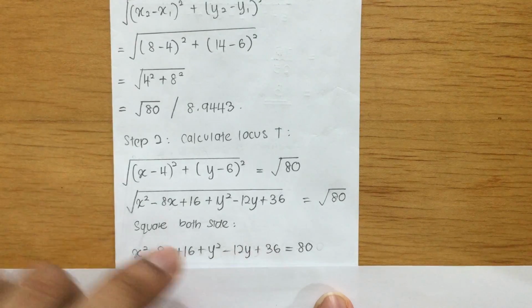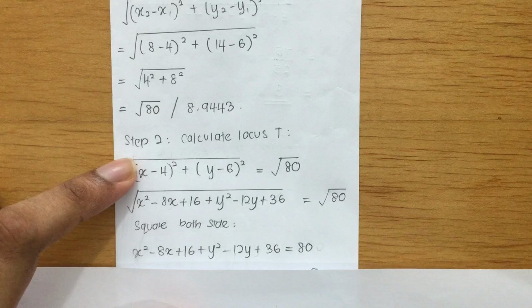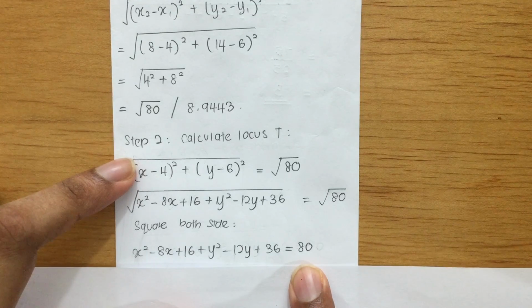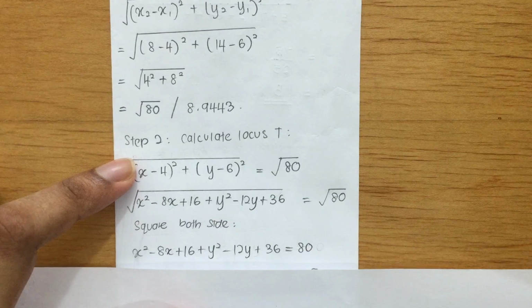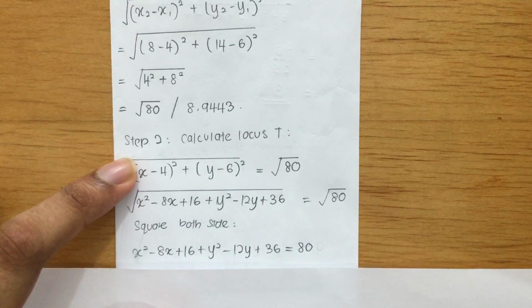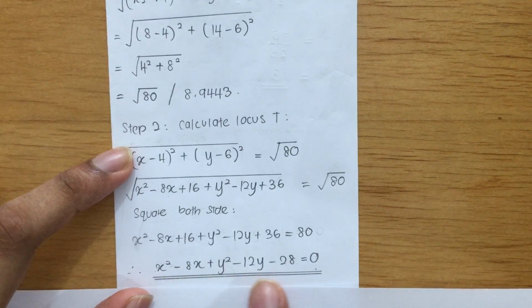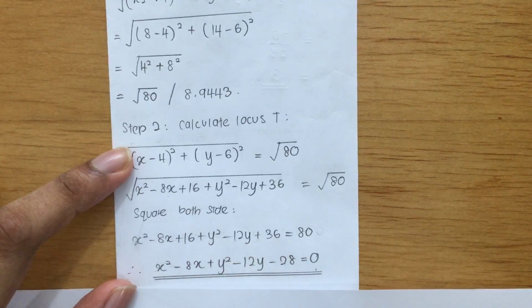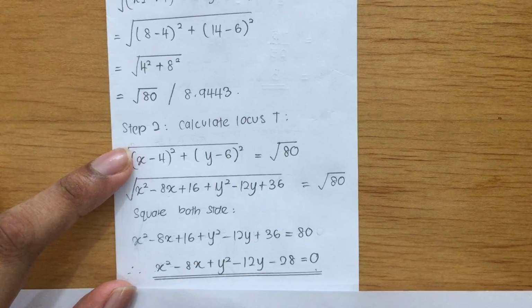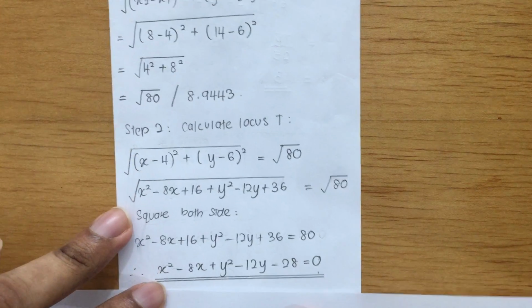These two numbers you can combine together, and you'll get 52, and 80 from the right hand side you can bring over to the left hand side. So you'll get 52 minus 80. Therefore you will get negative 28. So you rearrange the equation, or you can just leave your answer that way. Therefore your final answer will be x square minus 8x plus y square minus 12y minus 28 equals 0. I choose to write in terms of x and then followed by y, but if you wish to leave it this way also can, it's up to you. So this is your final equation, guys, of the locus T.